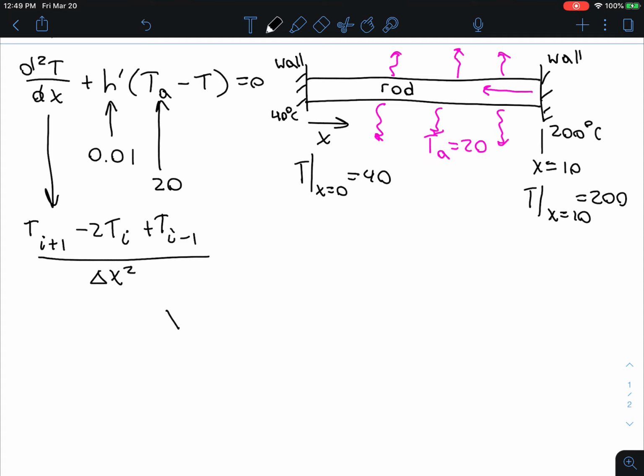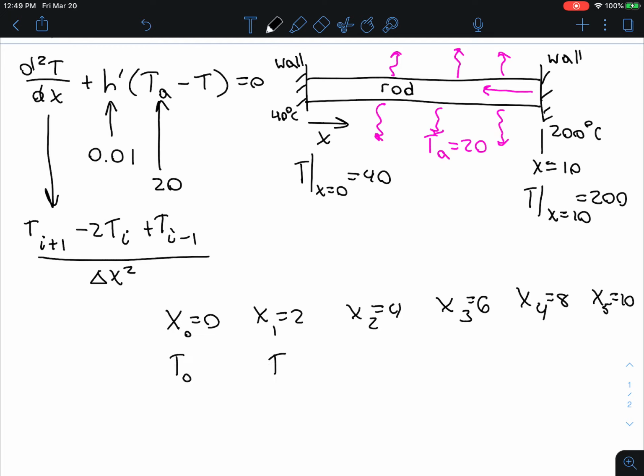And we're going to define the following grid. X0 is 0, X5 is equal to 10. And for the handwritten portion of this, I'm going to use a step size of 2. So this is 4, 6, 8, and 10. We're going to have a T0, T1, T2, T3, T4, T5. And we actually know the temperatures at the beginning and end. So T0 is 40 and T5 is 200.